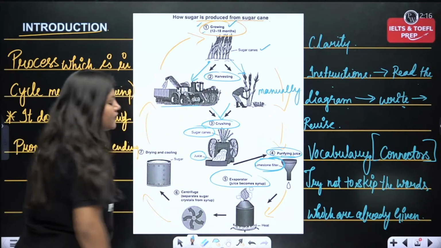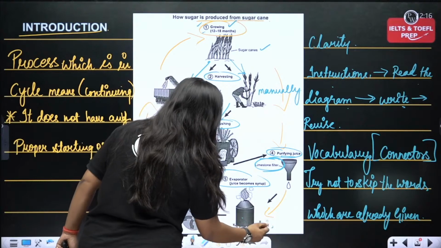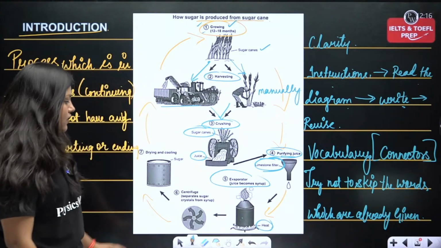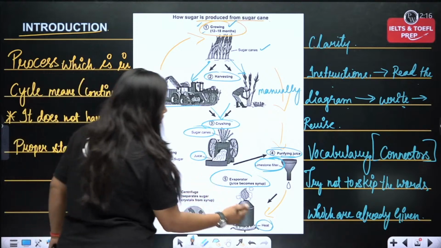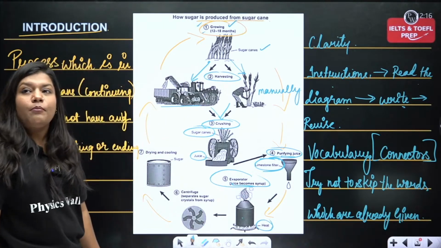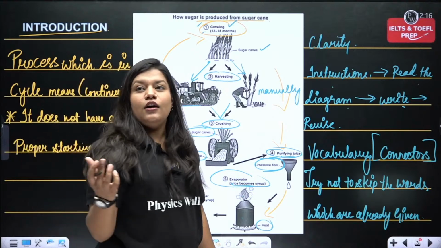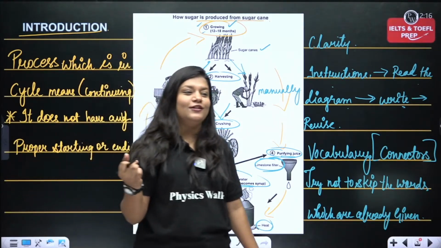So the fifth process is the evaporator. Now the evaporator is being used as there is this container, so the heat is provided so that the evaporation takes place and the juice becomes syrup. When the evaporation takes place, what is the limestone filter? Why don't we use a normal filter made of cloth?